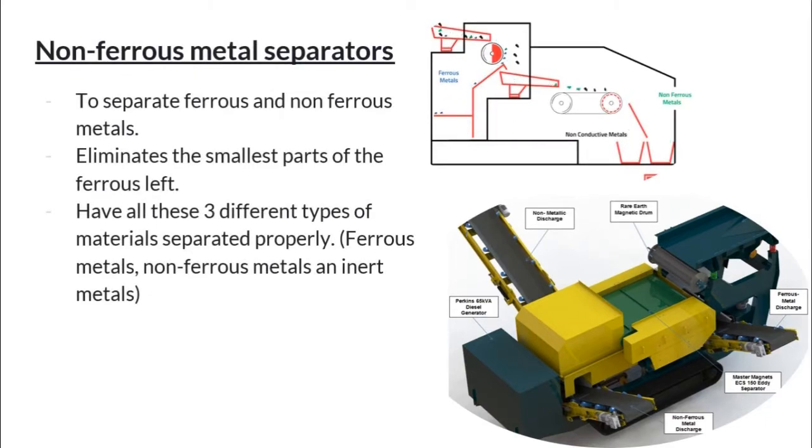The non-ferrous metal separator, also known as the eddy current separator, is an advanced separator that excellently separates non-ferrous metals like aluminum, copper, brass from inert materials like glass, stones, plastic, wood, and eliminates the smallest parts of the ferrous metals left from the sorting with magnetic separator. It presents a great benefit. You can have all these three different types of materials purely sorted directly into separate containers.